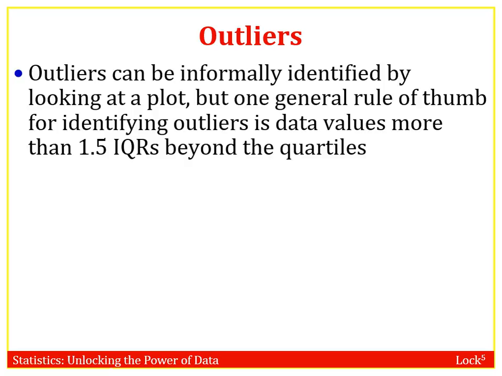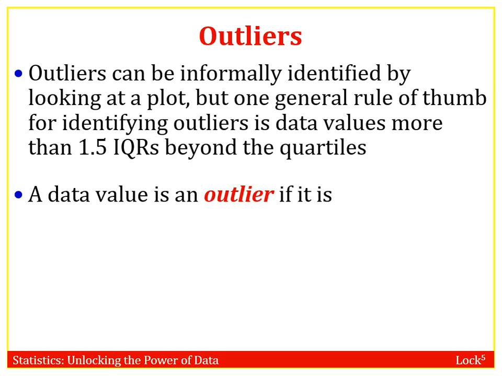So an outlier, we had said before, informally was any data value that was significantly different than the majority of the data, significantly farther away or something like that. As a general rule of thumb, we say an outlier is any data value that's more than 1.5 times your interquartile range beyond your quartiles.